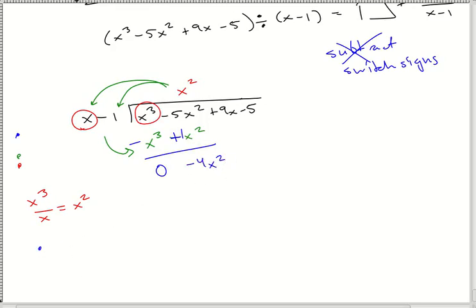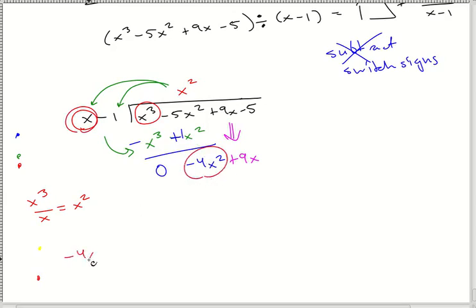Last step. I'm going to use yellow, I guess. Oh, not yellow. I can barely see that. I'm going to use magenta then, I guess. So bring down the next term. And then you repeat. So take the leading terms off to the side.